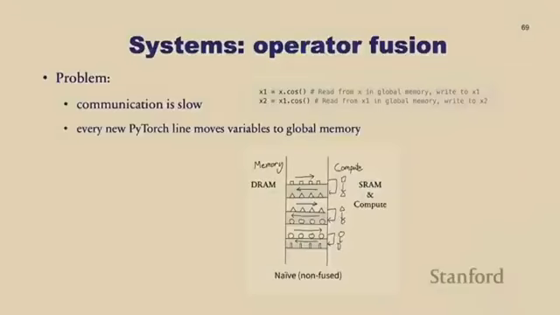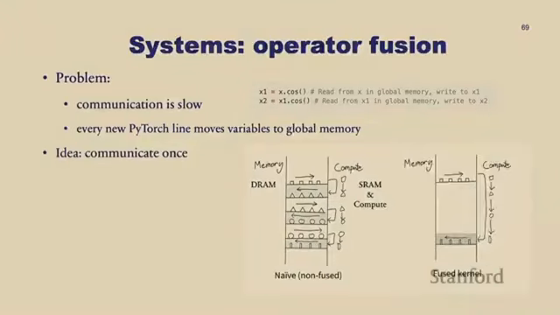Another way to see that is that you go from your DRAM, which is the global memory in your GPU, you ship it to compute, and you ship it back for every line. This is a naive way of doing it. This seems very wasteful. So the simple idea of operator fusion is just to communicate, do all the computation, and ship it back once. And this is exactly what fused kernels are.